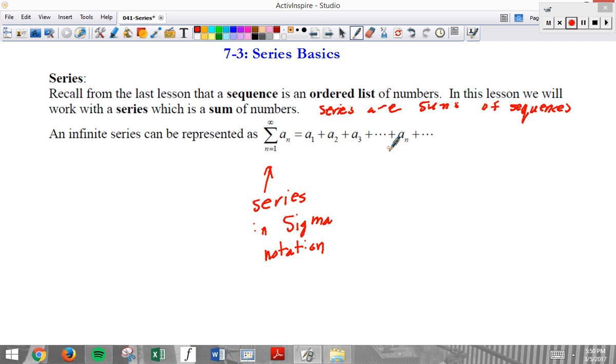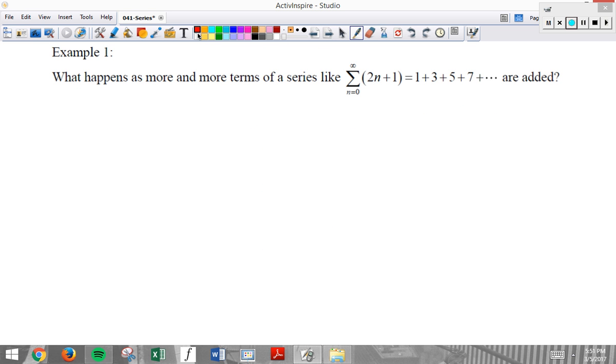All right, that's the basics. Here we go. Example 1. What happens as I add more and more terms of a series? This is the series that represents adding all of the odd numbers. You should know enough number theory that you know this is an odd number. Try it. For 0 we get 1. For 1 we get 3. For 2 we get 5. Confusing.